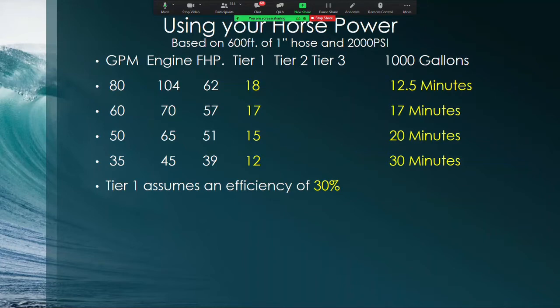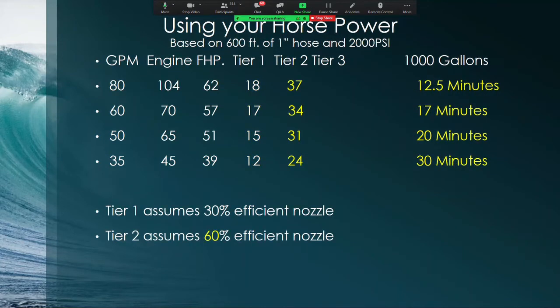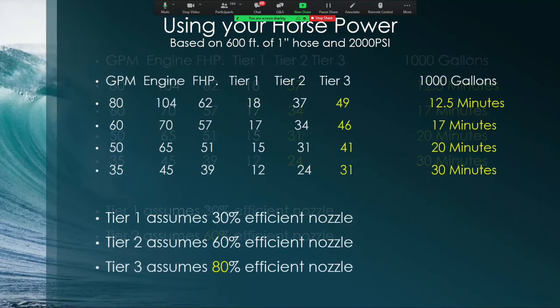row, whatever, line, if I have 62 fluid horsepower and I use 30% of it, then I'm using just a hair over 18 of that fluid horsepower putting it to work. And it goes down the line from there. Not a big difference between the 80 and the 50 or even down to the 35 gallons. But if I take a Tier 2 nozzle, and I literally double the efficiency of the nozzle, then the output from the nozzle will double alongside that. So I've gone from 18 to 37 and from 15 to 31 on the 50 gallon a minute side.